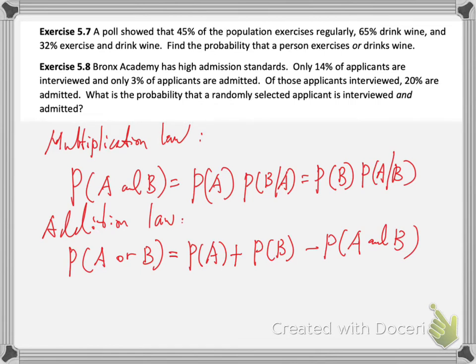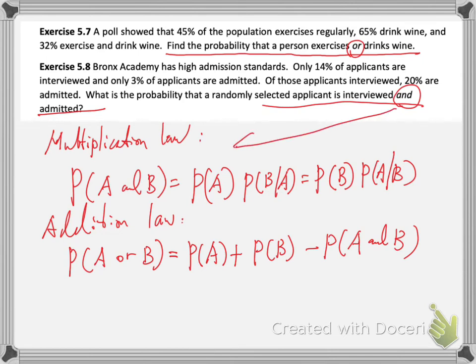Last time in class I already explained, we look at the last part, the question part in the problem. For 5.7, you look at the last part: find the probability that a person exercises or drinks. So what's the keyword? The keyword is the word "or". Then 5.8: an applicant is interviewed and admitted. So the keyword is "and". "Or" will give you the addition law and "and" will give you the multiplication law.